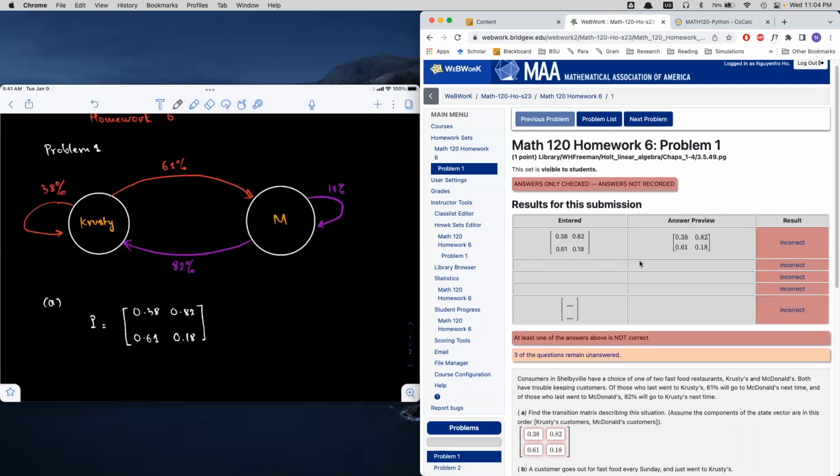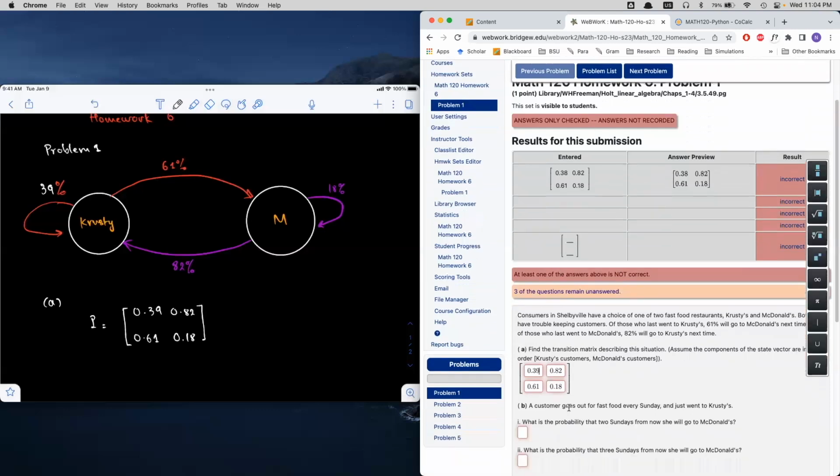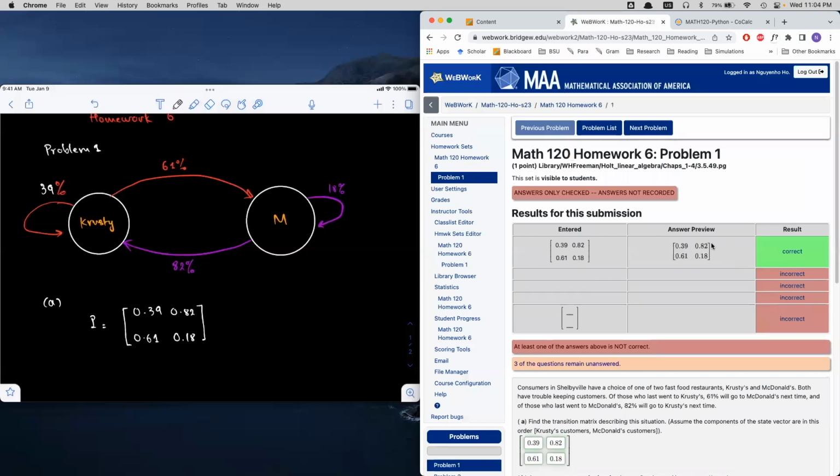So the issue here, I suppose, is that I have the wrong calculations here. So this is 39, sorry, instead of 38. So this is 39. Let's check the answer one more time. So this is correct. Sorry about that. So that's part A, right?